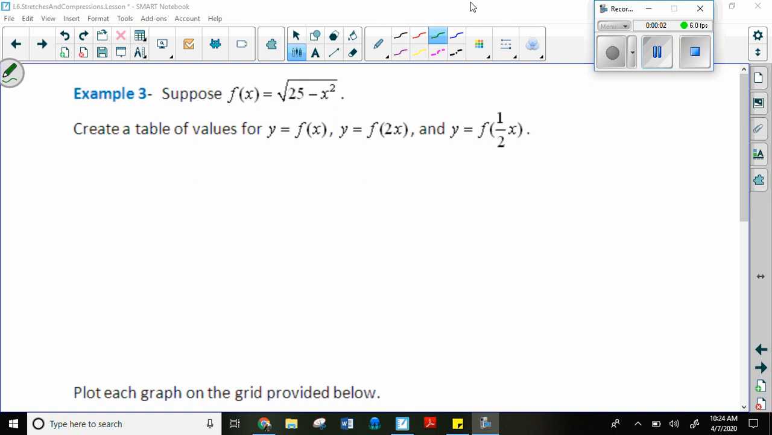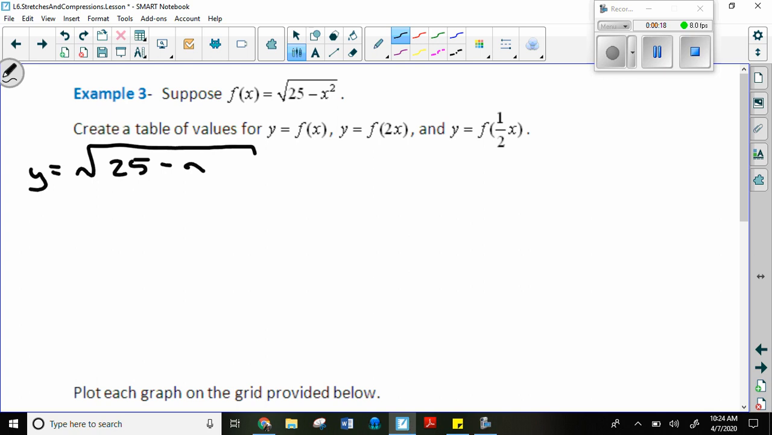Okay, so for our next question, first thing we have to do is recognize what's happening with our function. Well, this is a circle. Okay, it's written differently. Let's change the f of x into y. Let's make it the square root of 25 minus x squared. And then let's undo the square root by squaring.